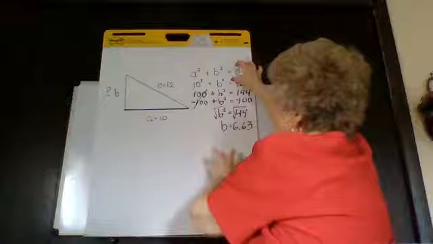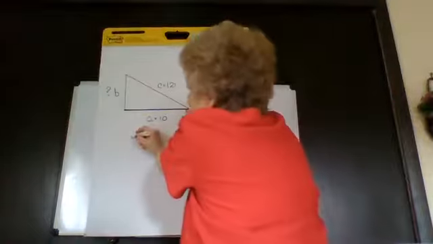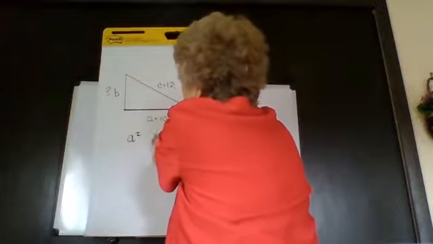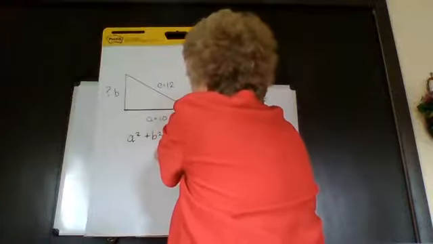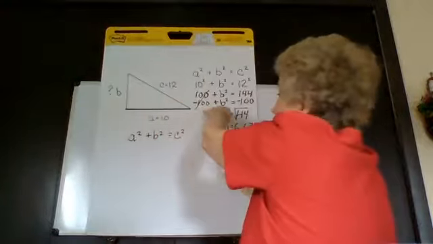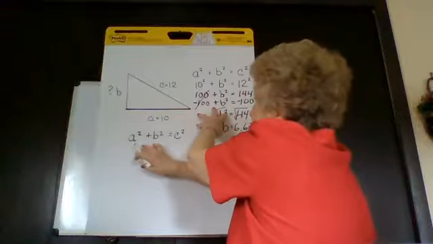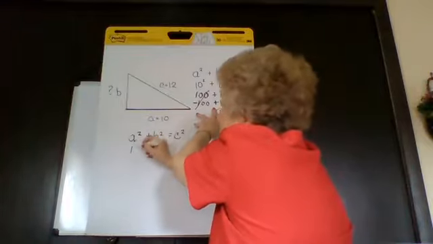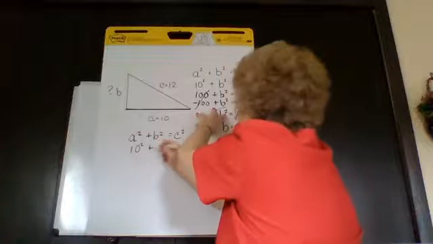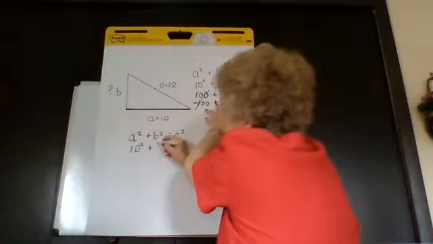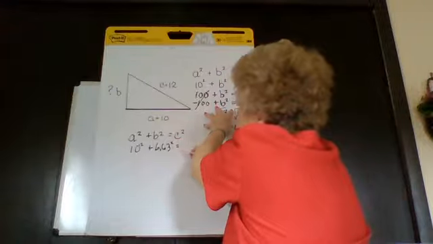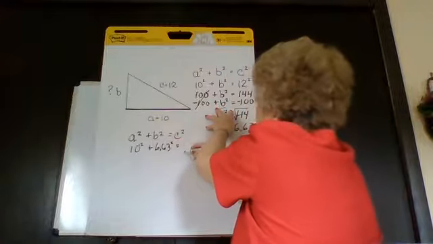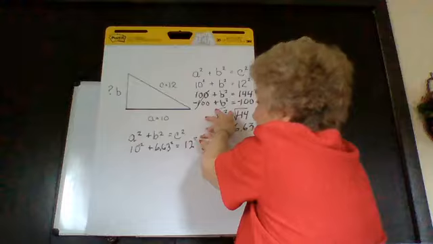Now let me prove to you that that worked. Starting with the formula again: A squared plus B squared equals C squared. I'm going to plug in what I know and prove to you that this works. We said that A squared was 10 squared, plus now we're going to plug this in: 6.63 squared, which we found out was B, equals C squared, which is 12 squared.